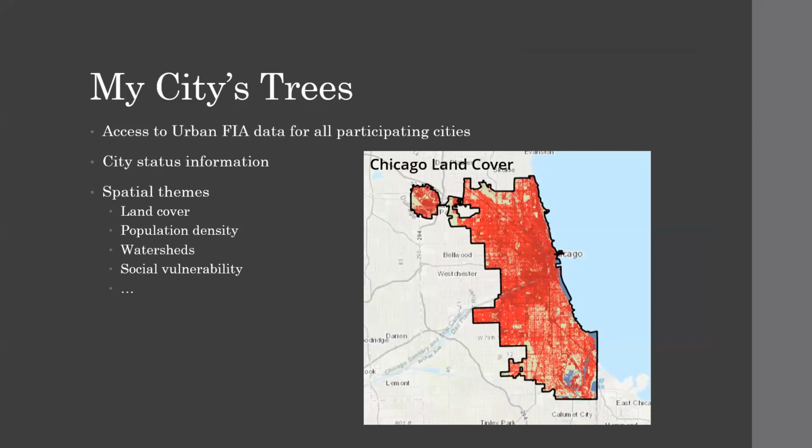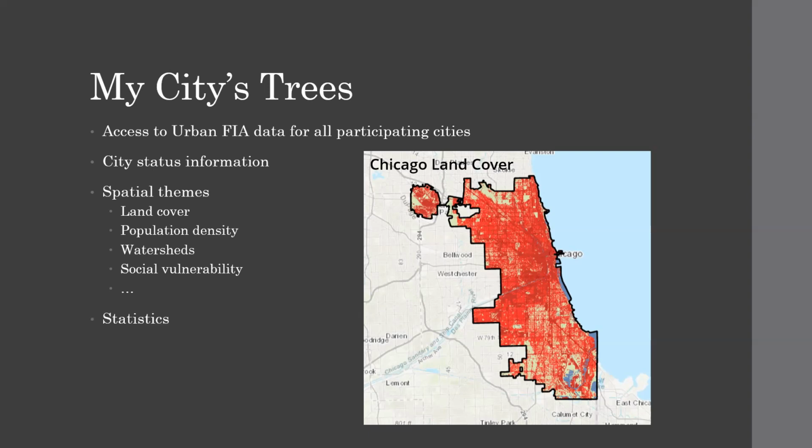One of the main benefits of My Cities Trees and how it adds value to the urban FIA data, other than making it accessible, is the use of spatial themes to break down those estimates. Here you can see land cover in Chicago. We have a few other themes, which I'll show you in a moment. They're usually 4 or 5 per city, and they can vary from city to city to reflect local resource issues.